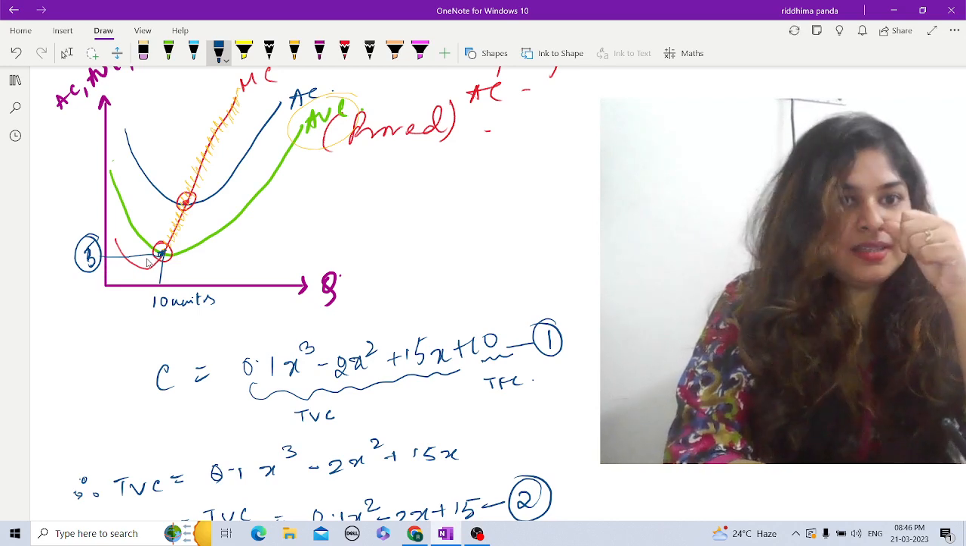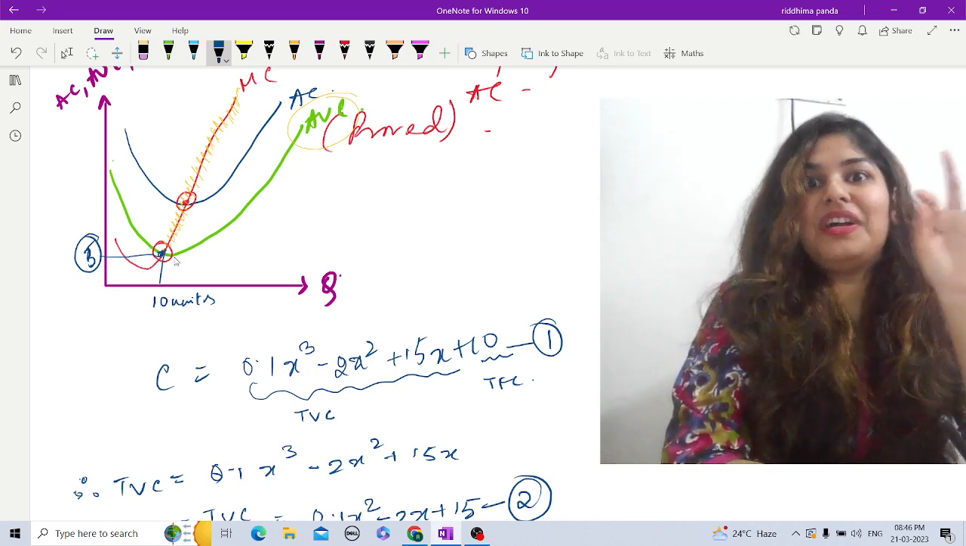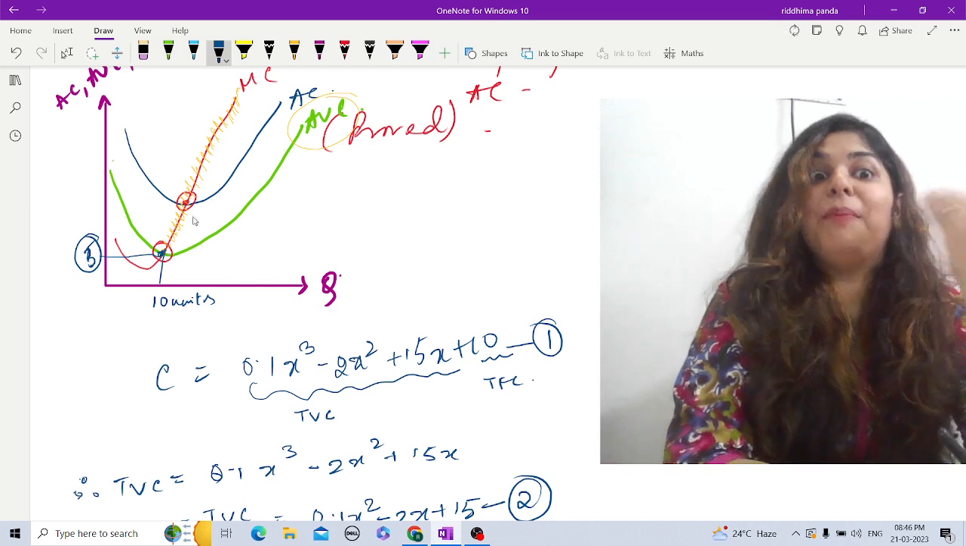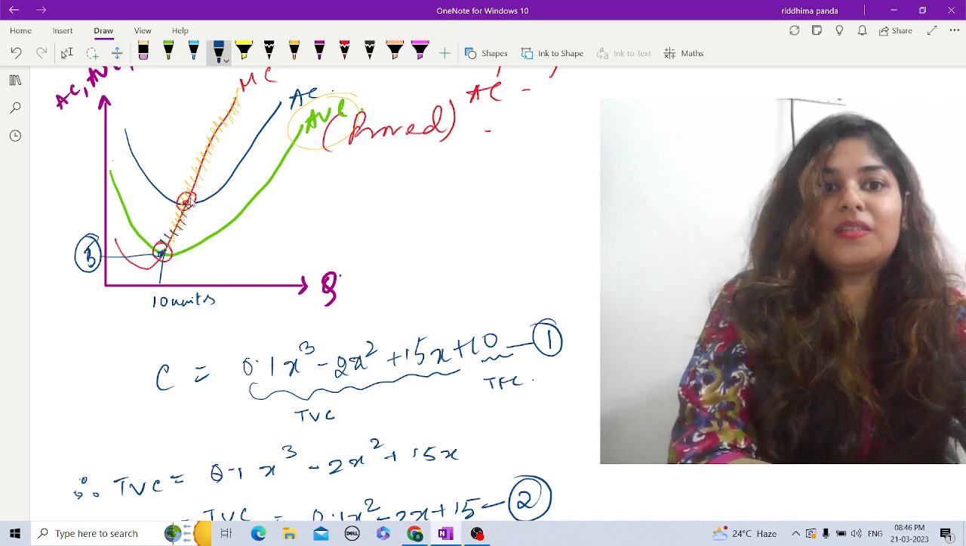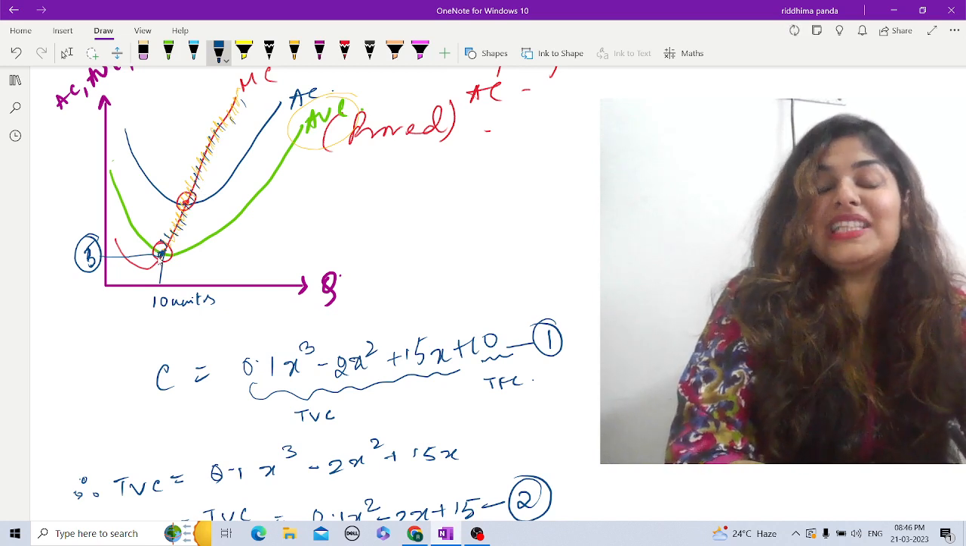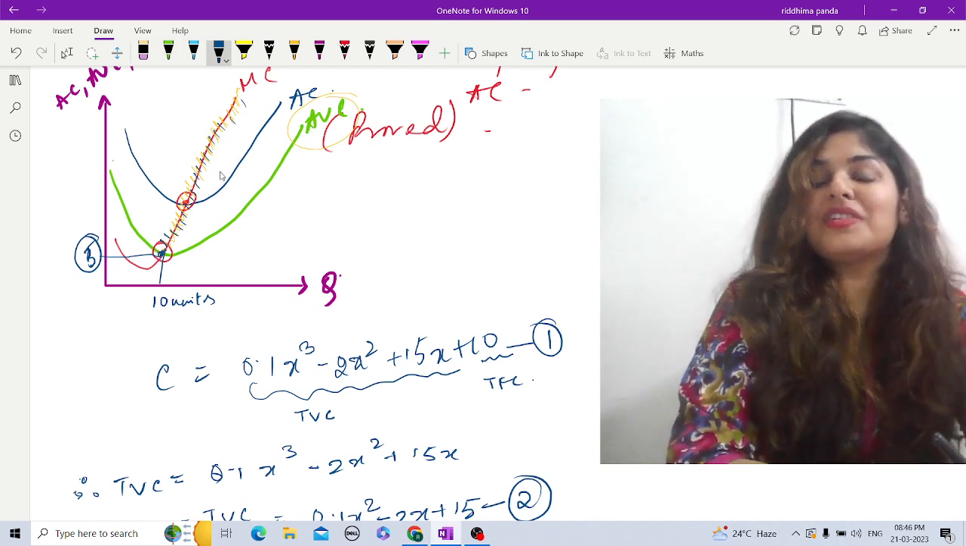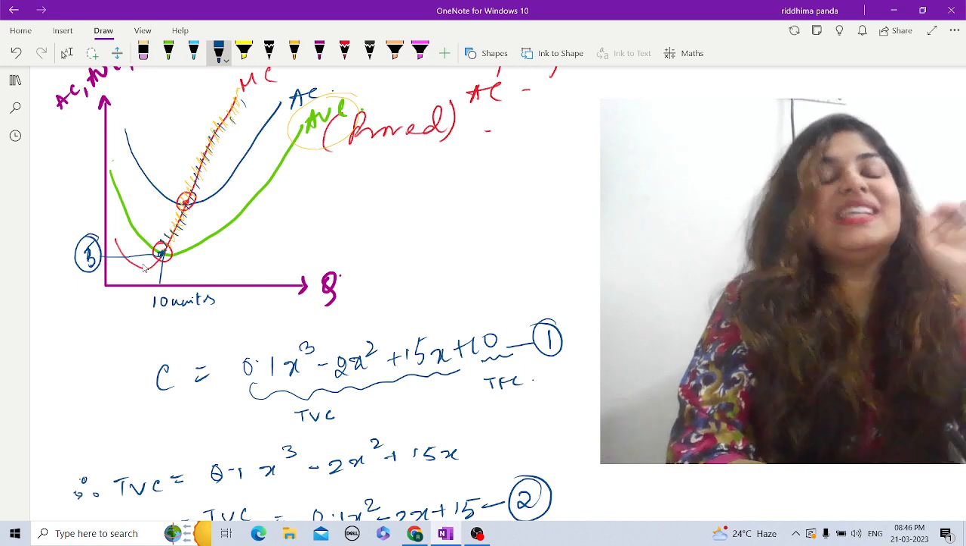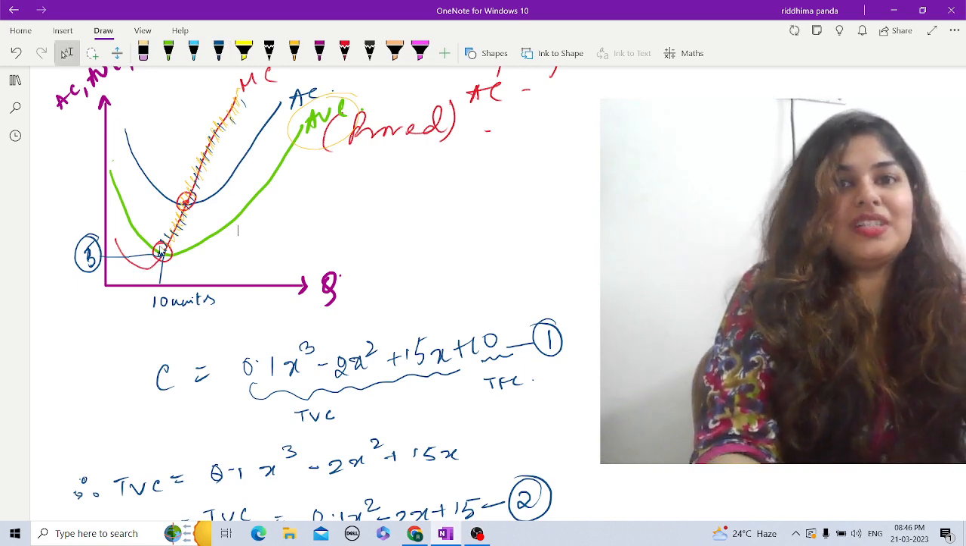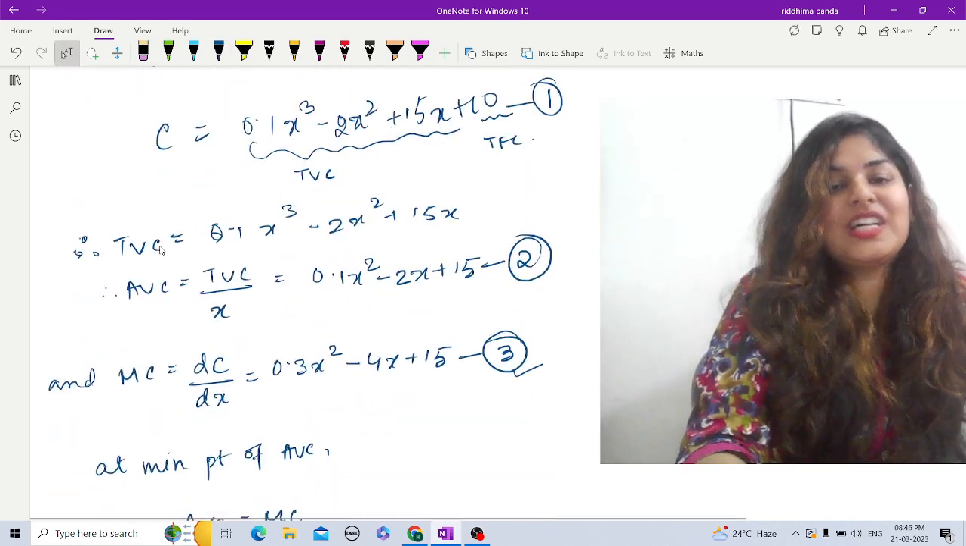So that means if the price is anywhere 5 and above, this portion of the MC curve, whenever the price is greater than or equal to 5, is the short run supply curve, and below that the supply is 0. So that means we have got our supply curve here. So let's just conclude our answer.